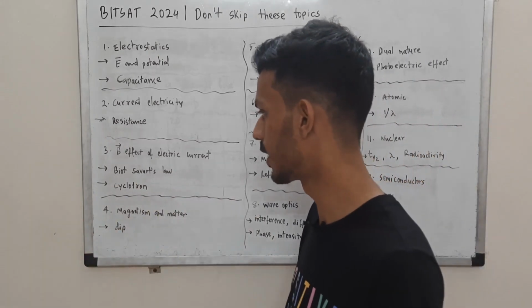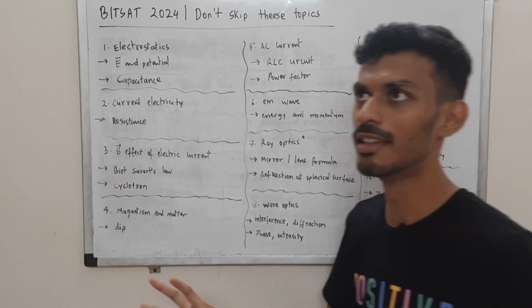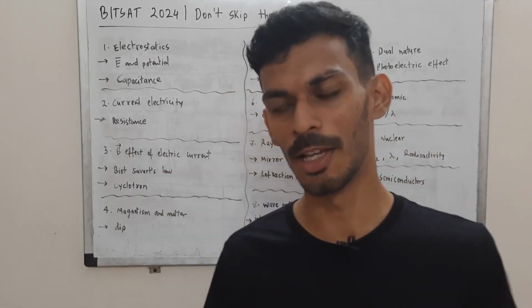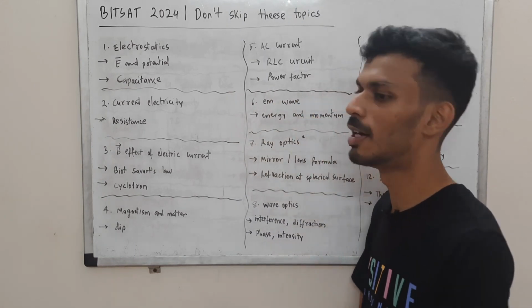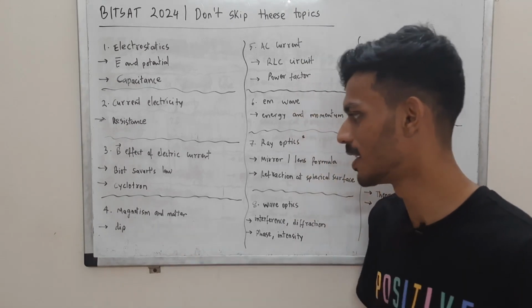Let's come to next topic, which is cyclotron. So these two are important. Cyclotron, basically the relations, right? R is equal to mv by qB, and they might use two different particles, again ask you for the ratio of radius. So those type of questions.